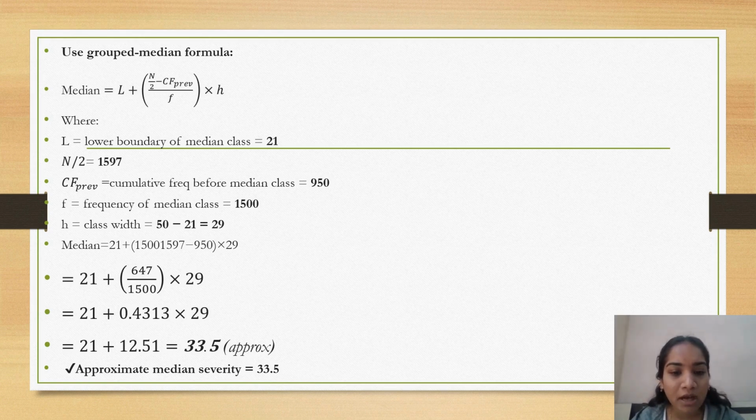So this tells us half of the complaints have severity below 65.4 and half are above it. So this helps in understanding the typical severity level in the data set. Thank you.